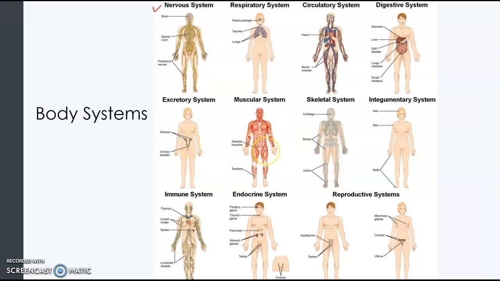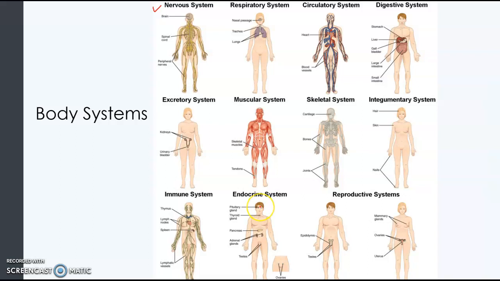The muscular system refers to skeletal muscles that help us to move our body. The skeletal system is our bones. The integumentary system is our skin, hair, and nails, and the glands found within our skin, like sweat glands and oil glands. The immune system consists of the vessels here that are green, which are lymphatic vessels, the thymus, the spleen, and the lymph nodes. The endocrine system is really spread out all over the body.